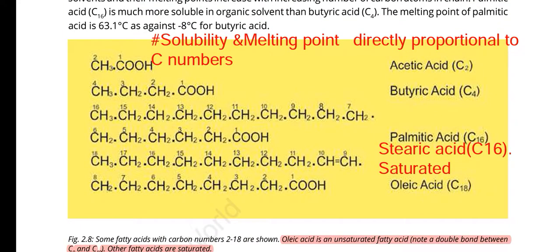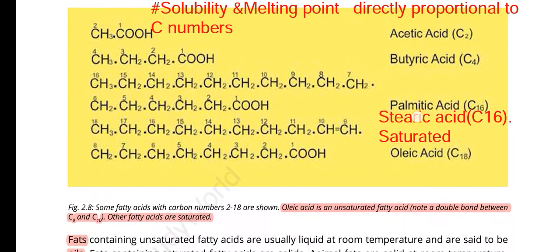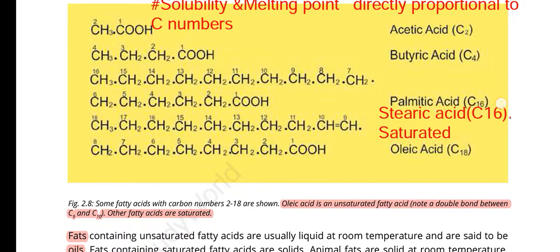If 2 carbons are present, it is called acetic acid. Sorry, if 4 are present, it is called butyric acid, and if 16 are present, it will be called palmitic acid.